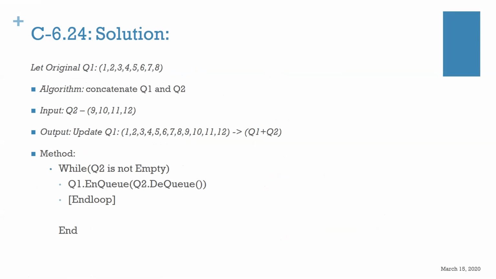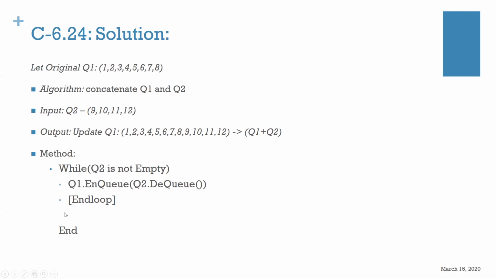This is the direct solution. Let the original Q1 be 1, 2, 3, 4, 5, 6, 7, 8, and we already have the algorithm for concatenating Q1 and Q2. Given Q2 as 9, 10, 11, 12, our output should be 1, 2, 3, 4, 5, 6, 7, 8 as the old elements, and next 9, 10, 11, 12. This is the concatenation between Q1 and Q2, with all elements in the original Q1.